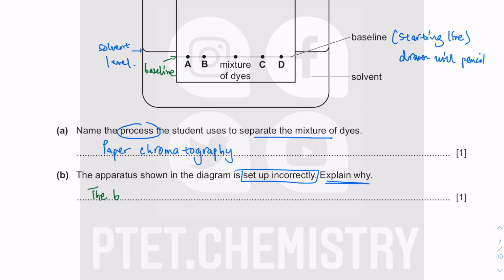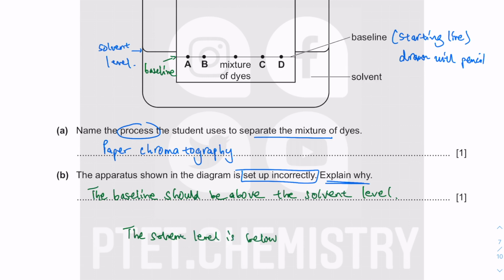So the baseline should be above the solvent level. Or you can do the reverse argument, because you say why is it incorrect? You can say the baseline is below the solvent level. This is incorrect. Either one is saying what is wrong with this experimental setup.